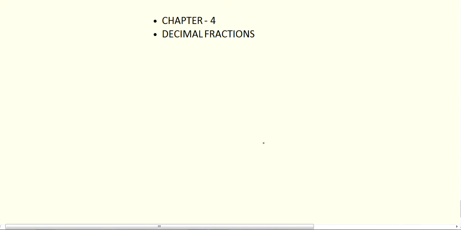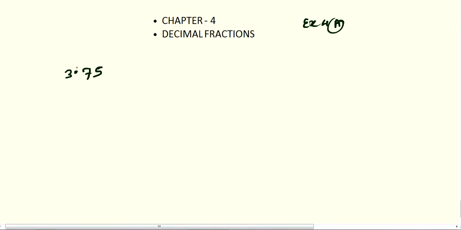Exercise 4a. First question is convert the following fractions in their lowest terms. So lowest term, as you know that you have to reduce. So first is 3.75. How can you write this 3.75?